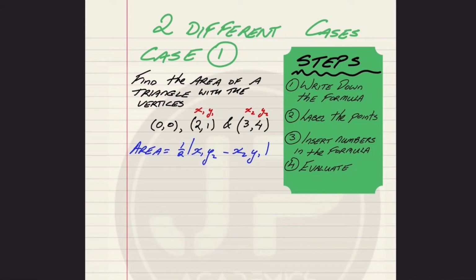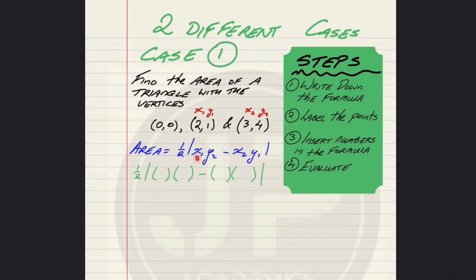And again, as I've done in previous videos, I'm going to fill out the formula, but I'm going to put in brackets for the variables at the start, just so we know where each one goes. So this bracket here is going to be x1, this bracket here is going to be y2, this bracket is x2, and this bracket is y1.